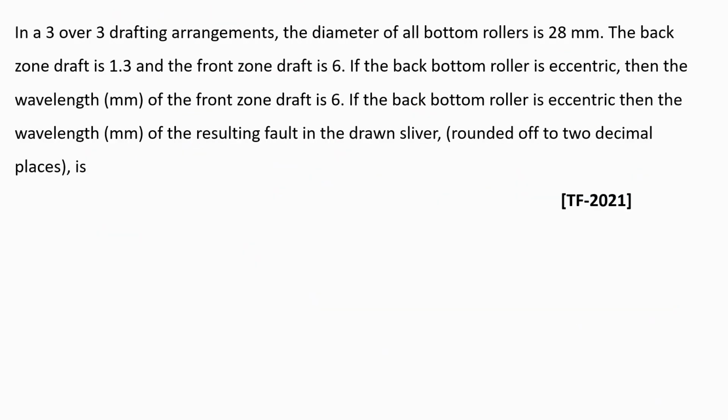In a 3x3 drafting arrangement, the diameter of all bottom rollers is 28 mm, the back zone draft is 1.3 and the front zone draft is 6. If the back bottom roller is eccentric, then the wavelength in mm of the resulting fault in the drawn sliver, rounded off to 2 decimal places, is? In this question, you have to find the wavelength of the resulting fault of the drawn sliver.